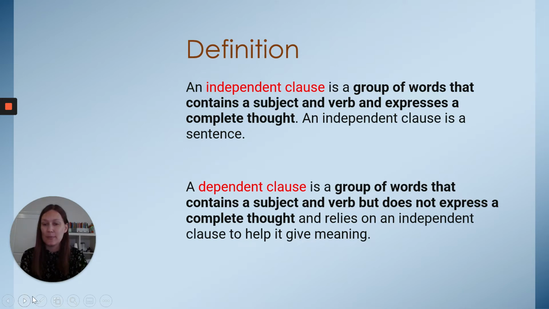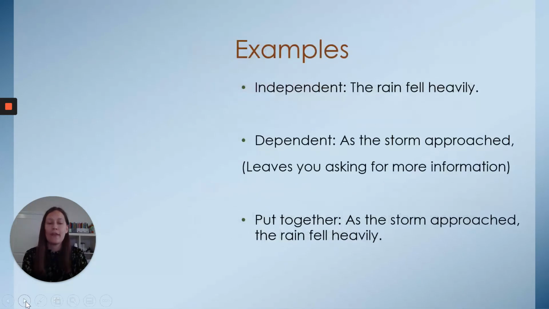Okay, so let's have a look at some examples. Okay, so here's an example of an independent clause. The rain fell heavily. It makes sense on its own. It hasn't got heaps of detail, but it's got a subject, the rain. It's got the verb, it fell, and it even tells us how it fell. It's got that adverb there, heavily.